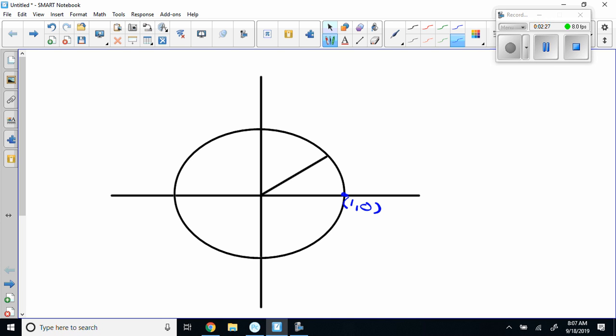So this right here is length 1. That radius is length 1. Y'all agree with that? Okay. Now, if I put theta right here, this is theta, and if I draw coming down and make a right triangle, then we're going to write what the trig functions would be off that.